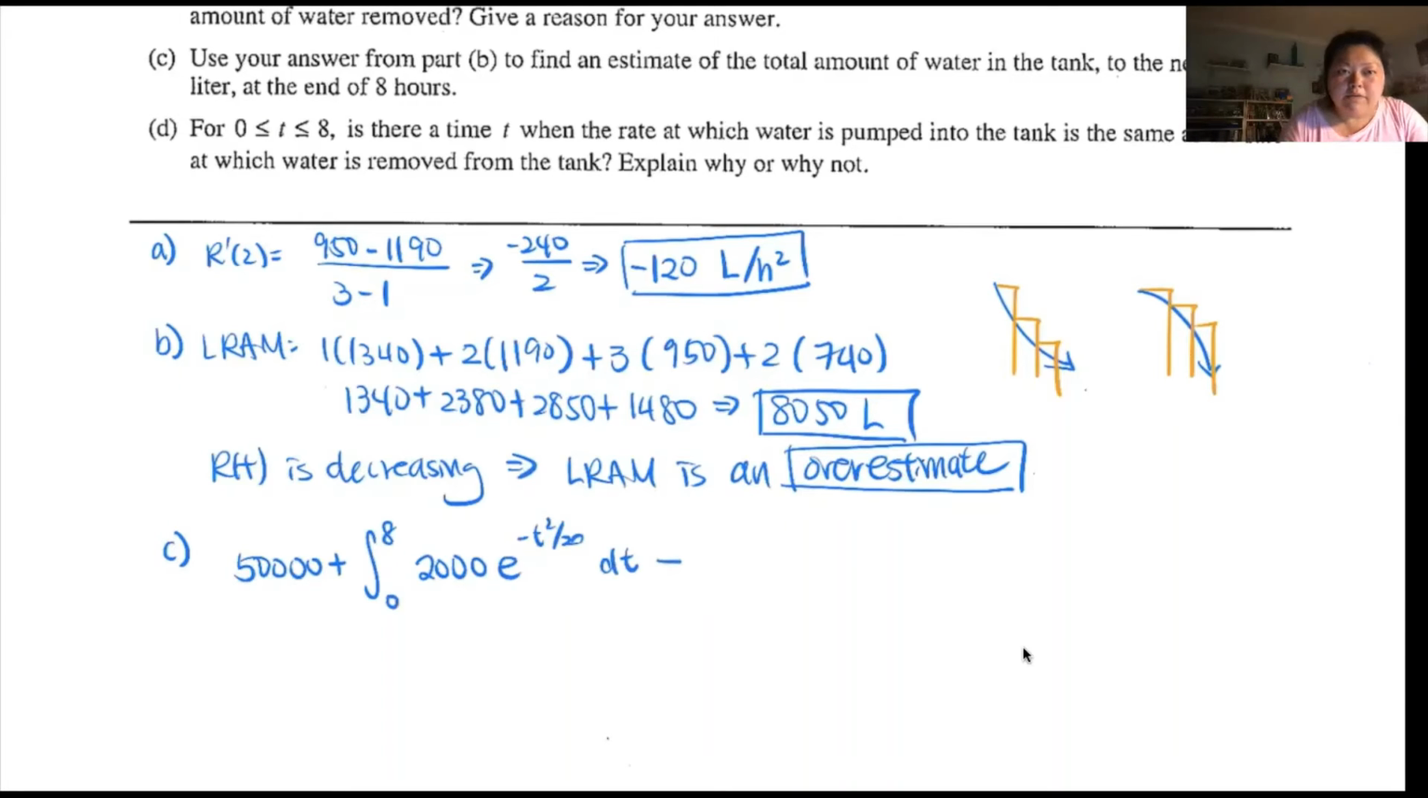Minus R of T for 8 hours, which we used LRAM to approximate in part B. So we're going to use this answer right here, this 8,050 liters. That's how much water is being pumped out. So that would be the amount after 8 hours. You do need your calculator to figure out this integral. So let's find our calculator.